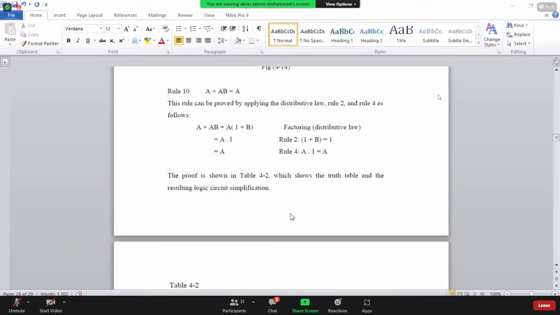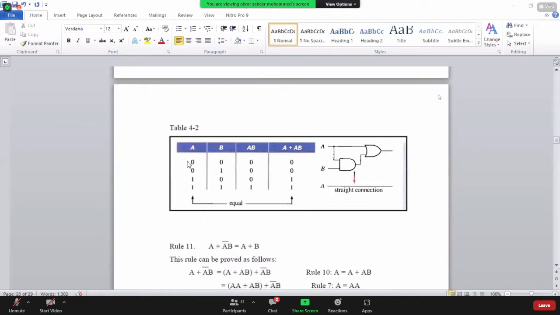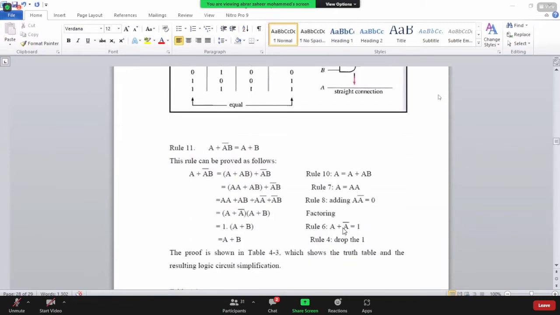This proof is shown by using the truth table and the logic circuit. Here you can see that A is equal to A plus AB. And here we can see the logic circuit for that. And next, rule number 11, A plus A bar B is equal to A plus B.